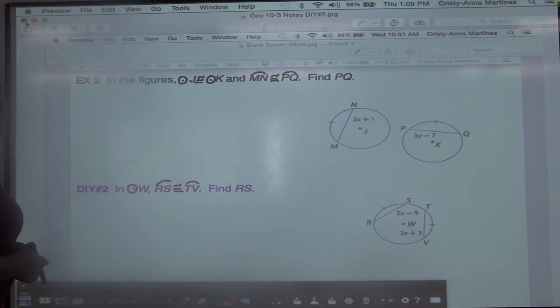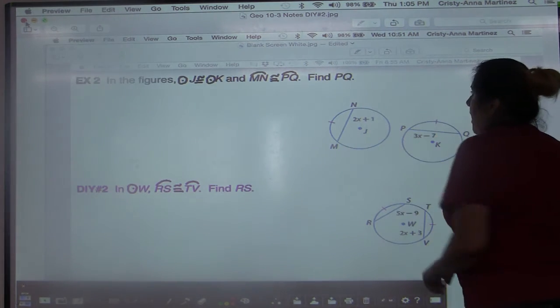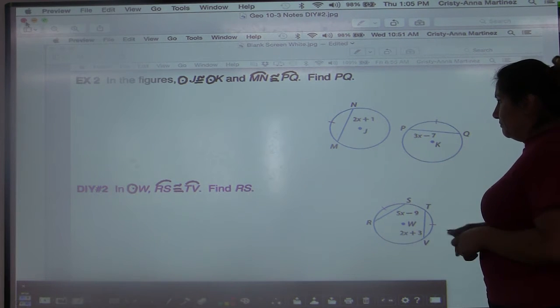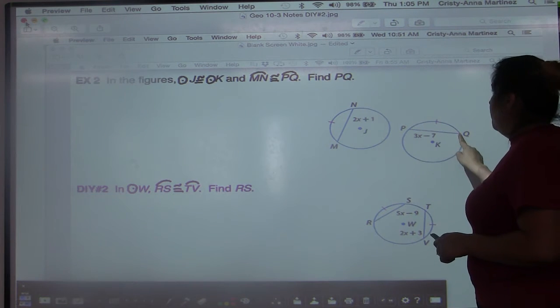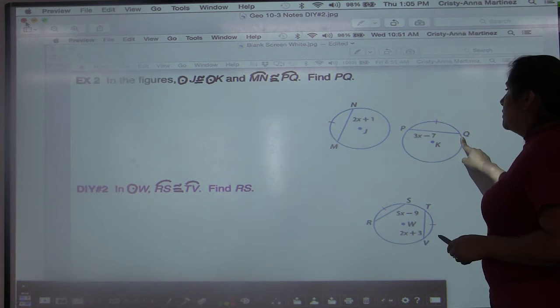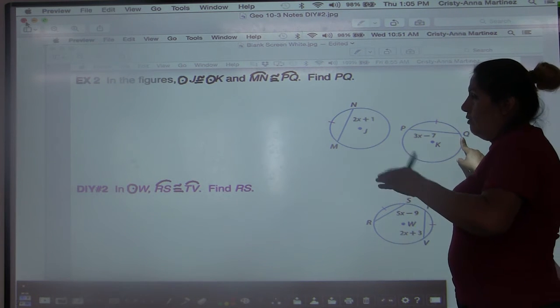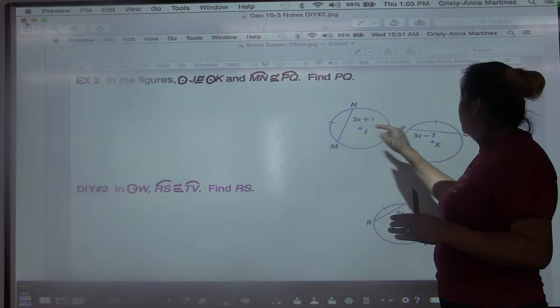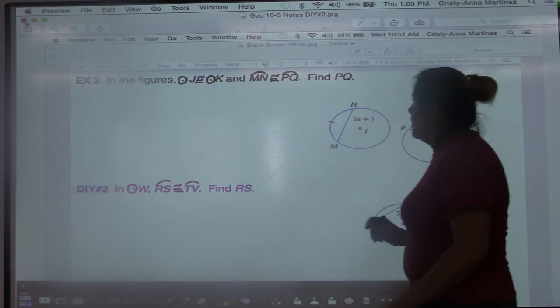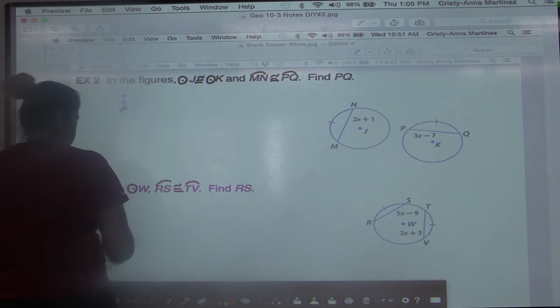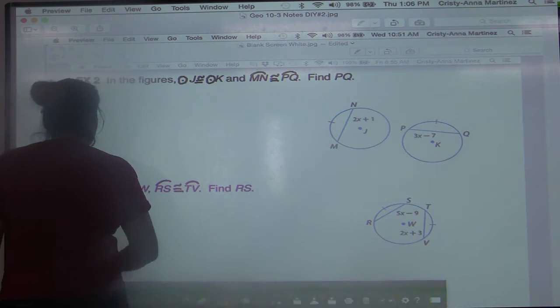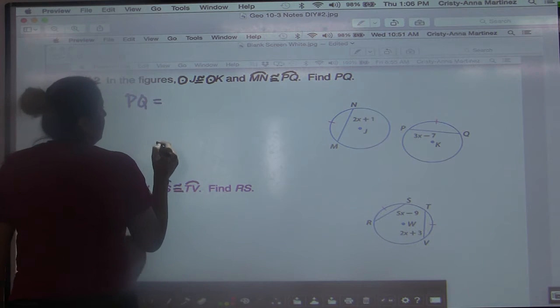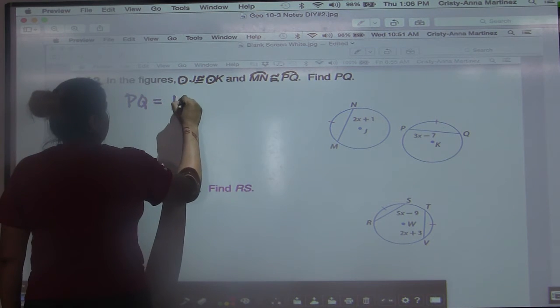In example 2, it says in the figure, circle J, which is right over here, and circle K are congruent circles, and furthermore arc MN, which is the arc part here, is congruent to arc PQ, and they want us to find the length of PQ. So like we said before, you can go with the theorem both directions. In this case, because we know that the arcs are congruent, then the chords must be congruent. So that means that PQ is going to equal chord MN.